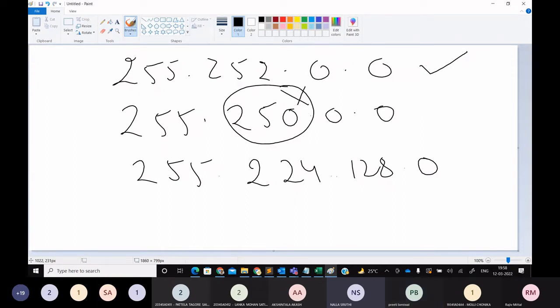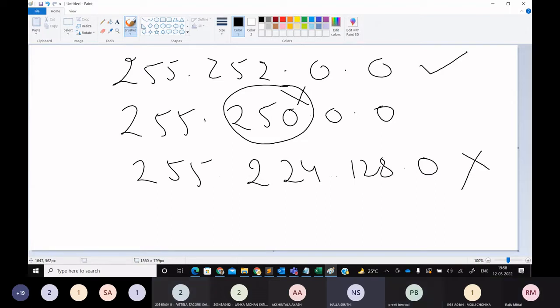The third is true, sir. No, wrong. The third is also wrong. Let's ask everybody: how many of you think it's right and how many think it's wrong? The third one is wrong, sir. Yeah, very good.